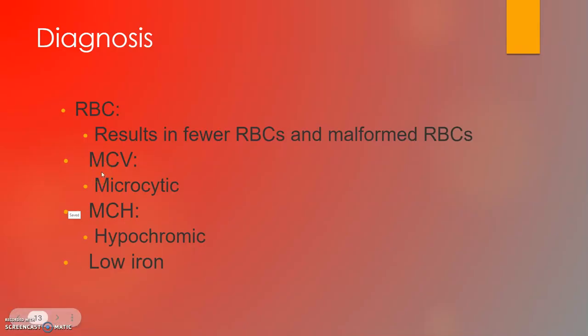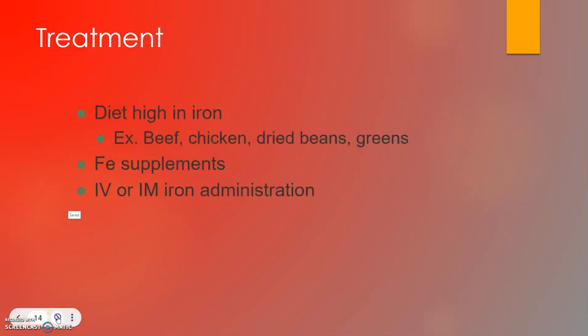It's diagnosed through the CBC, so we're going to see fewer red blood cells and malformed ones. They're going to be microcytic and hypochromic, and again, we're looking at that iron. It's probably going to be low. To treat this, we're going to try to promote a diet high in iron.